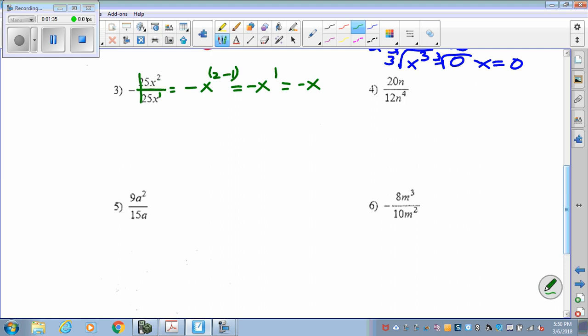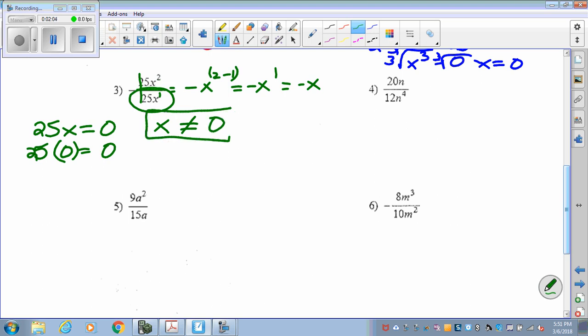And now I have to look at my denominator. What value of x is going to make this denominator 25x equal to 0? Well, if x is equal to 0, 25 times 0 is 0. My zero product property says that. So x cannot equal 0.